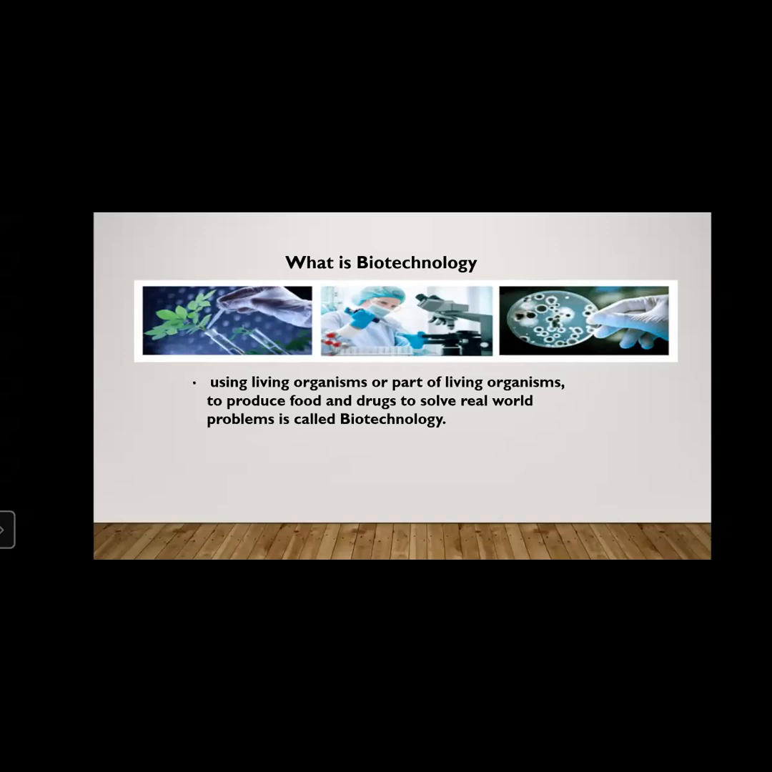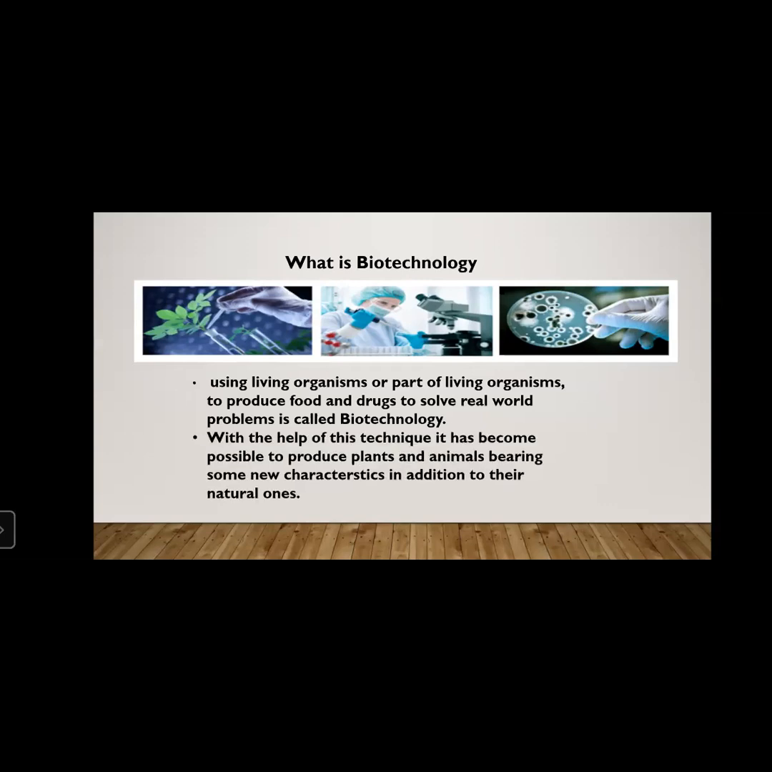Now we all are getting co-vaccine for coronavirus, right? So that is also generated by the process of biotechnology. So using a part of living organism or the entire organism for solving the real world problem is called as biotechnology.